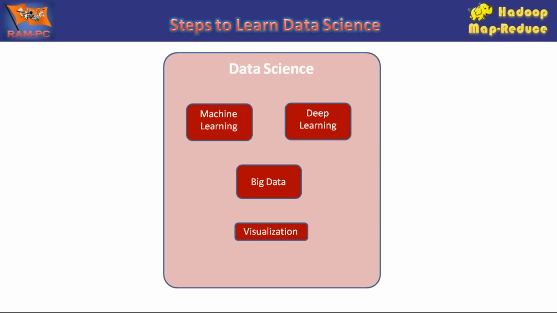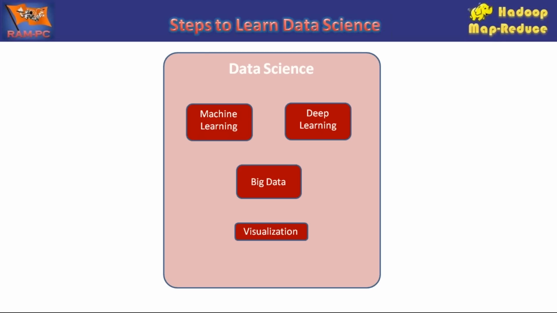There are several ways to become a data scientist. One way is you can start with machine learning, go to deep learning, and then go for big data and visualization. That is one way. Another way is you start with big data and then go for machine learning and then deep learning. That is also another way. You can start from anywhere.